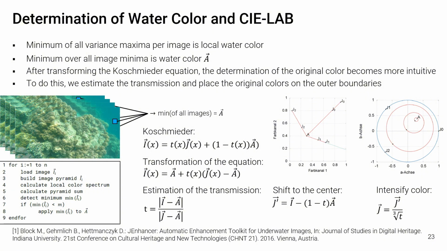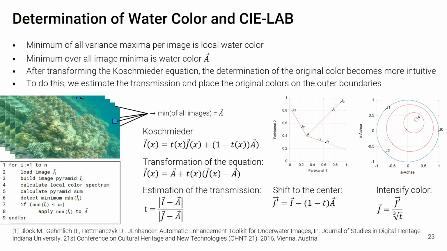The method presented can be carried out either in the RGB color space or in CIELAB. In JEnhancer, we are already using CIELAB here. In the exercise, it is sufficient to use the RGB space. To determine the original color, however, we now only want to use the image pixels in CIELAB. We can also see the advantage of this using the methodology.